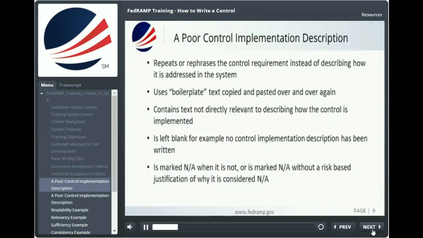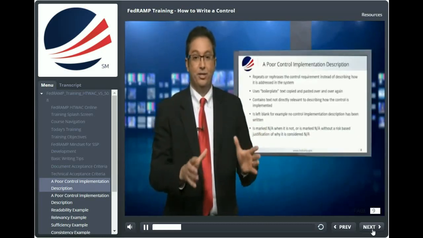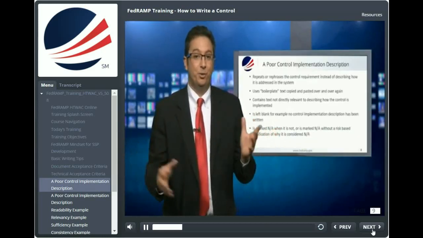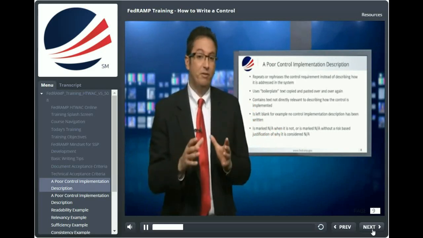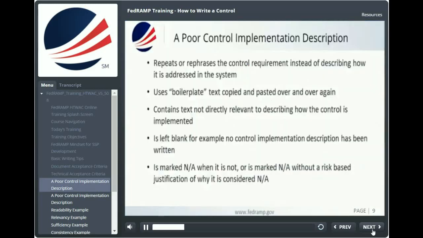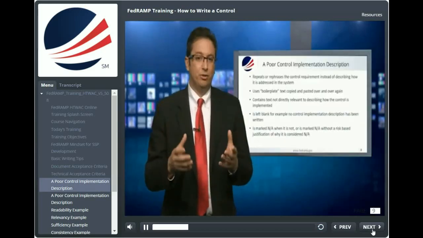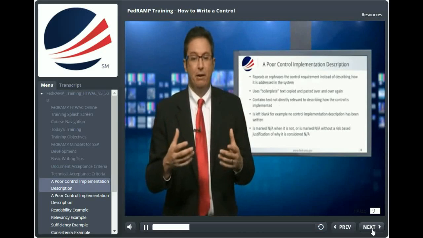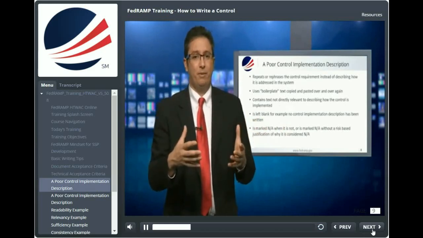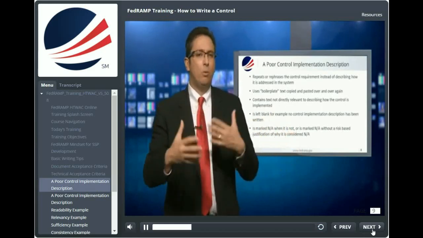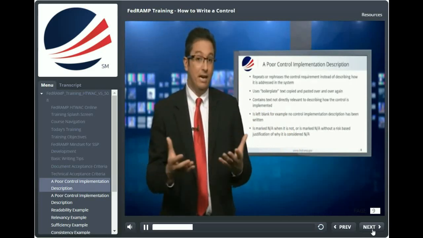Implementing boilerplate text: we don't want to see boilerplate text copied over and over throughout. It won't get read. You can't do that. It's just not going to answer the implementation no matter how many times you copy it over. So be very careful about boilerplate implementations. Text not directly relevant to describing how the control is implemented goes back to making sure you're addressing the control, so be wary of what you're typing in there. And that's kind of how a tech writer will help. If you're writing it, having somebody else review it will catch those mistakes if you're really intimately familiar with the system.